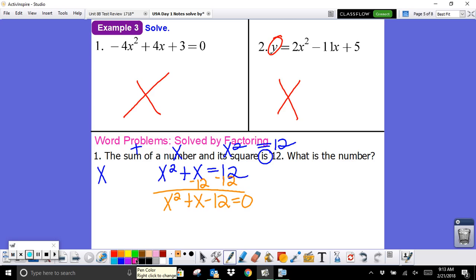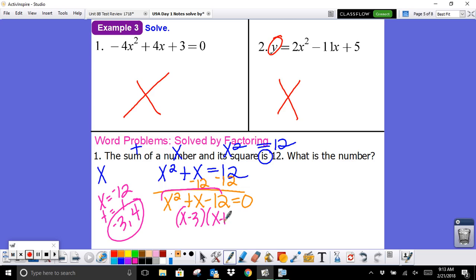I'm going to shortcut a little bit of this. Here we would need factors that multiply to be negative 12 and add to be 1. Those factors are going to be negative 3 and 4. So if we factor this, it is going to be x minus 3 and x plus 4. Just to save some time.